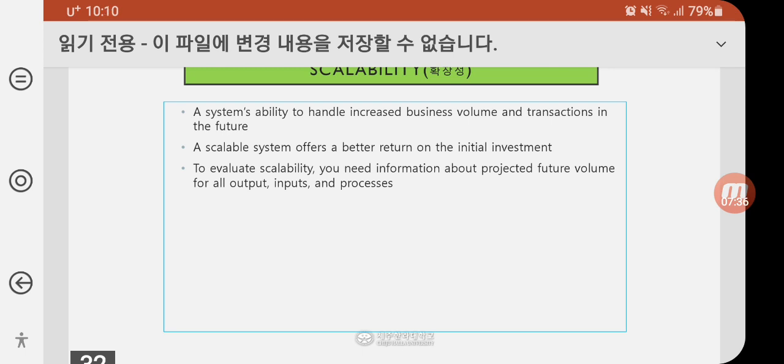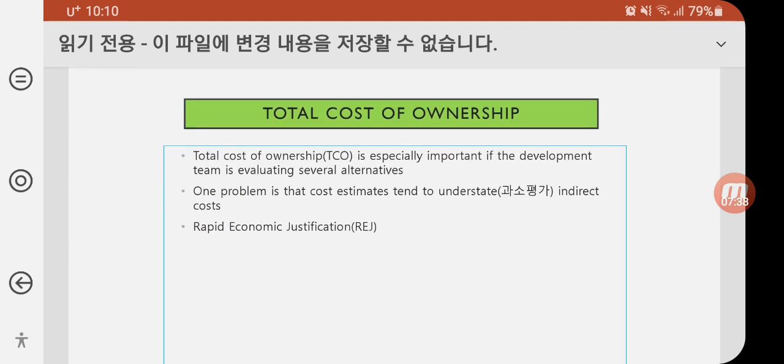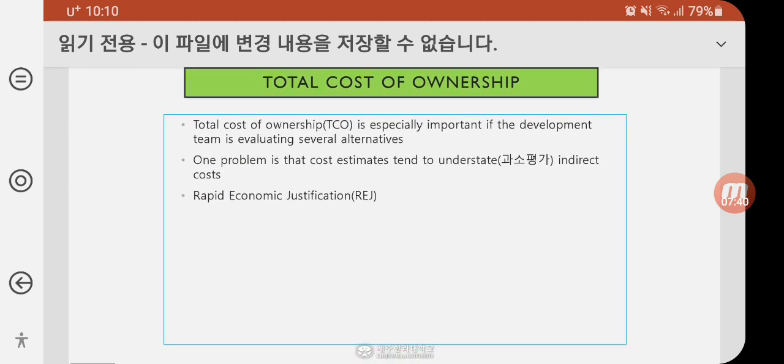Total cost of ownership is especially important if the development team is evaluating several alternatives. One problem is that cost estimates tend to understate indirect costs.